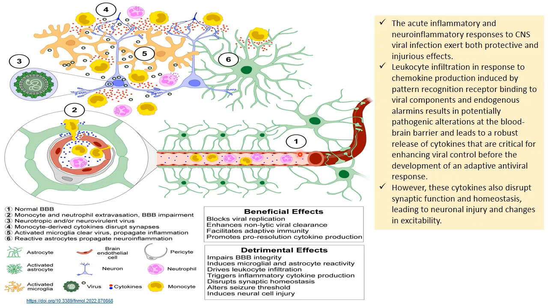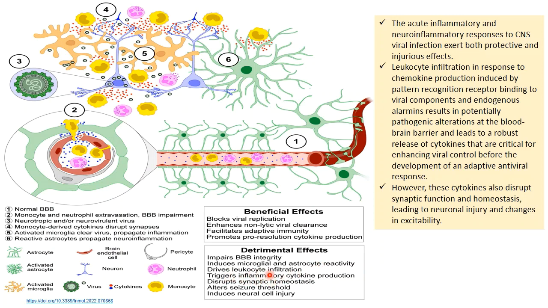Okay, the acute inflammatory and neuroinflammatory responses to CNS viral infection exert both protective and injurious effects. So what are the protective effects? It blocks viral replication, enhances non-lytic viral clearance, facilitates the adaptive immune response, and promotes pro-resolution cytokine production. The detrimental effects include impairment of the blood-brain barrier integrity, inducing microglial and astrocyte reactivity, formation of characteristic microglial nodules, and reactive astrocytes or gemistocytes for that matter, resulting in characteristic gliosis.